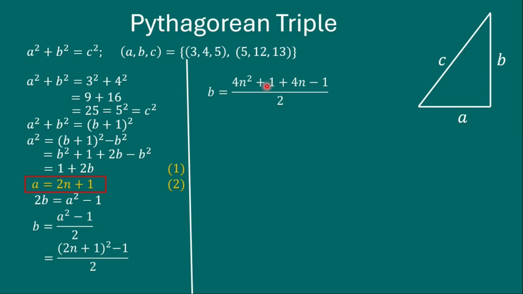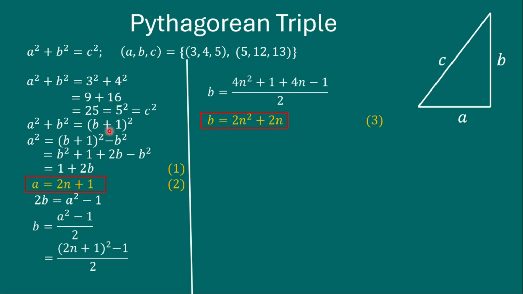I can cancel this 1 with this 1, so I'm left with two terms in the numerator. From the two terms I can take 2 common, because here is 4, here is 4, and that common 2 I can cancel with the 2 in the denominator. This allows me to write b equals 2n squared plus 2 times n. I call this equation 3.